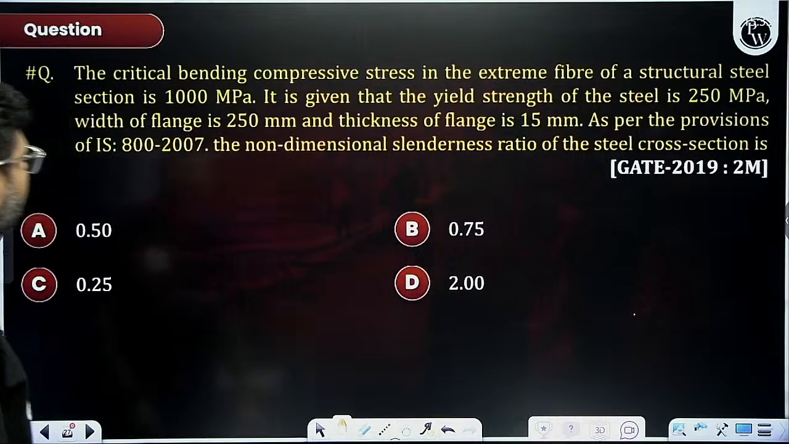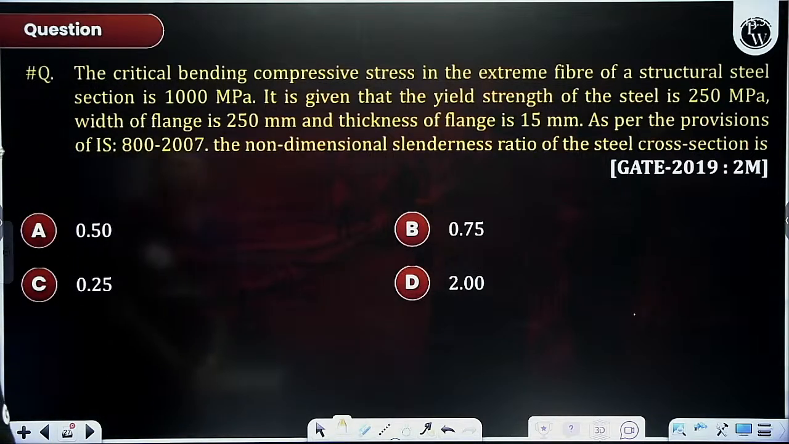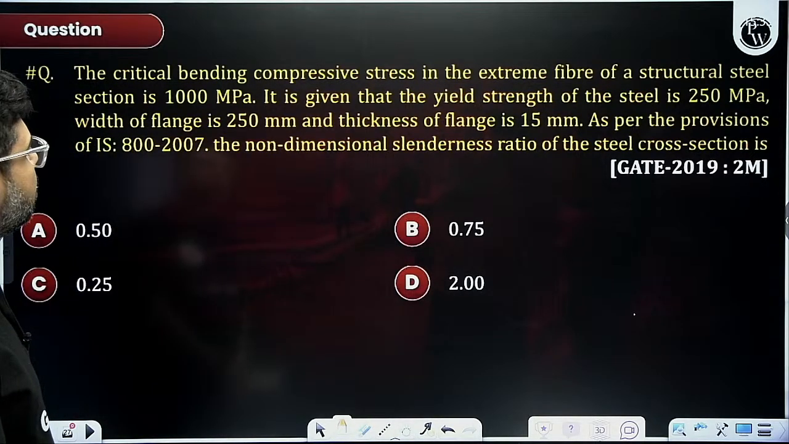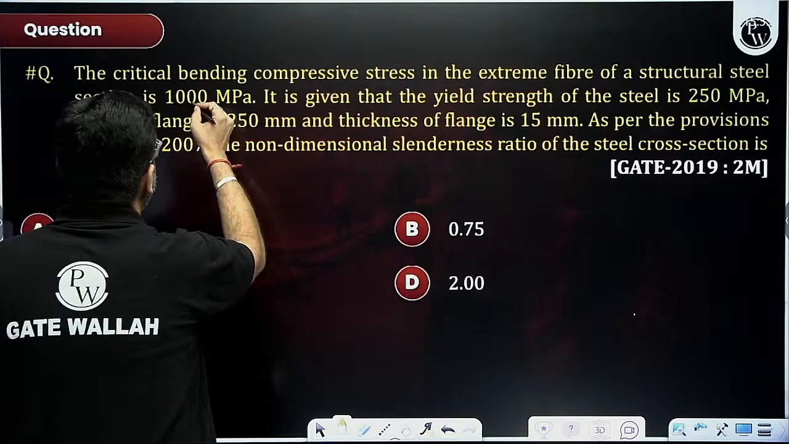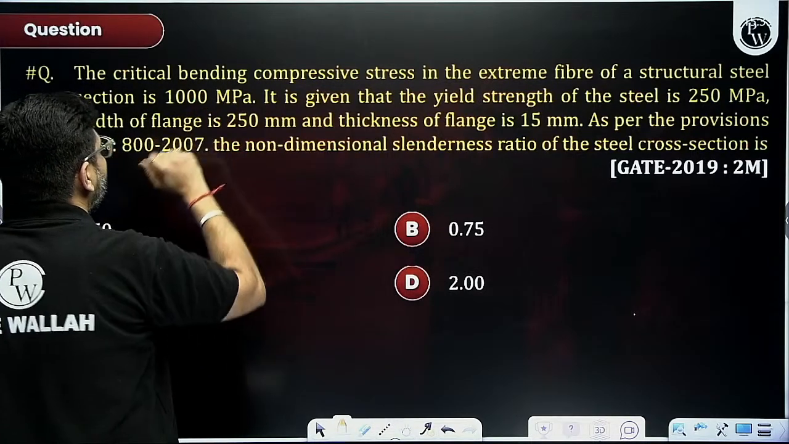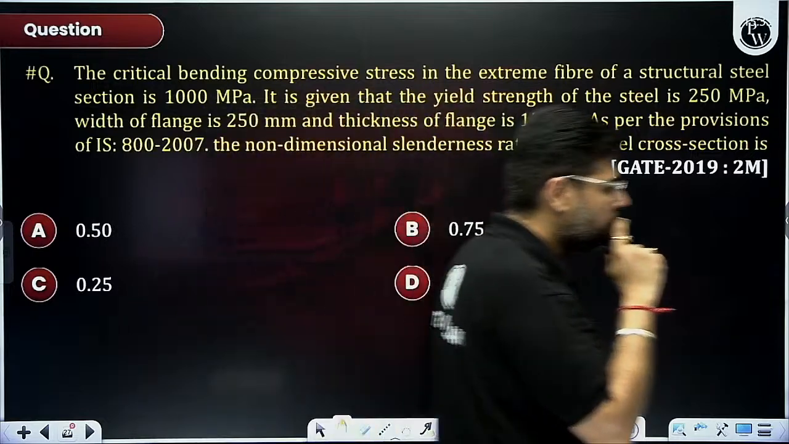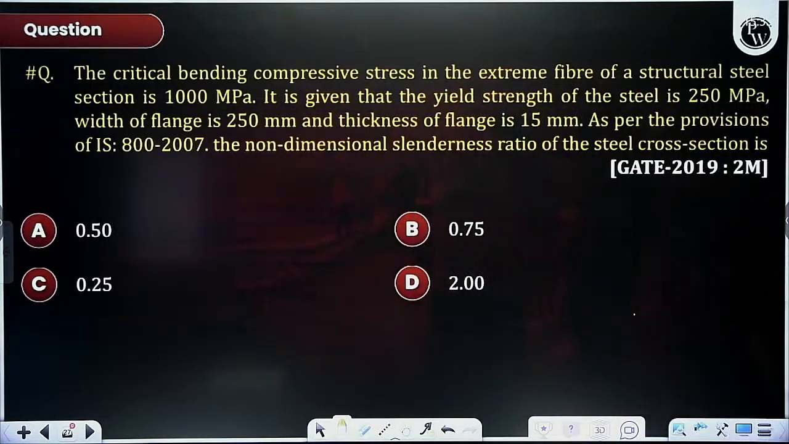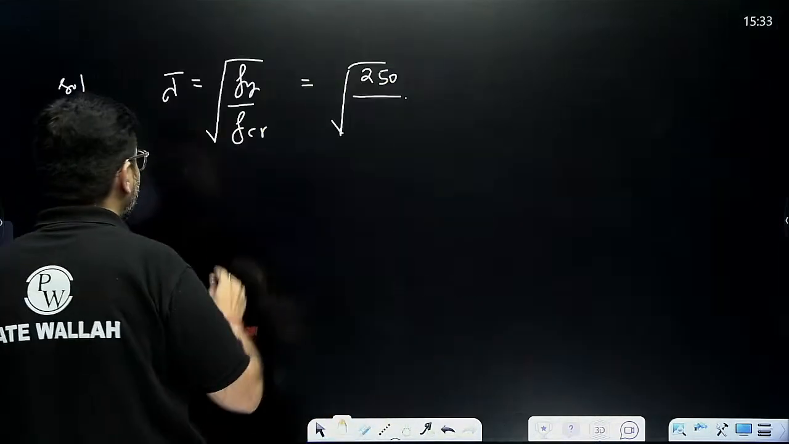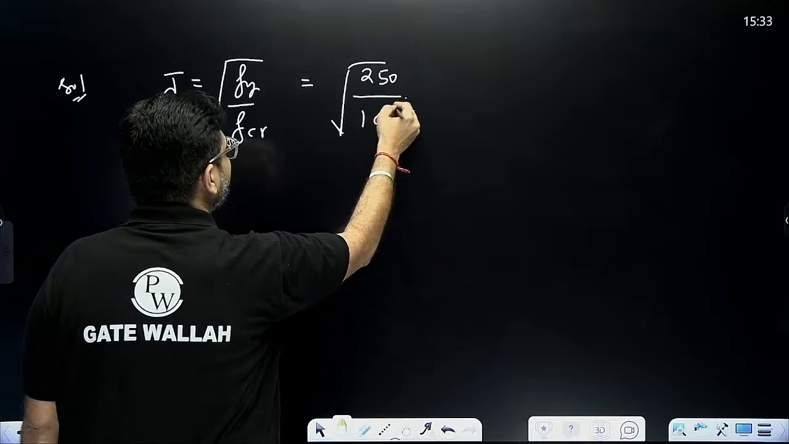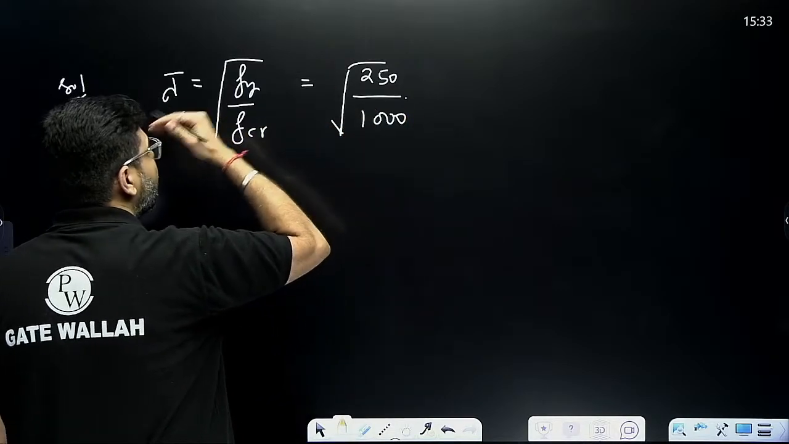Fcr is the critical stress. Critical stress is how much? Critical stress is not 1000, it can't be 1000, it will be I guess 1000 MPa only. So critical bending stress is, okay, it's 1000 only. So Fcr is 1000, it was given to me. That's correct. Critical bending stress is 1000.